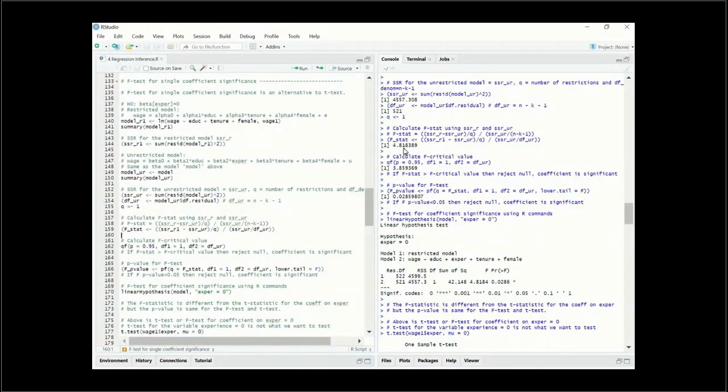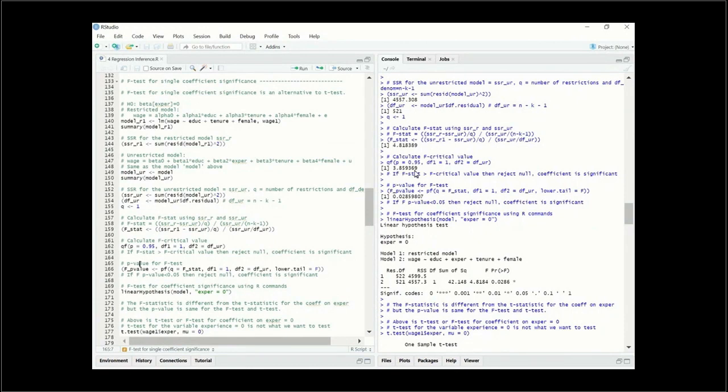So let's calculate the F critical value. To calculate the F critical value, we are going to be using qf. F is for the F distribution. T was for the T distribution before. We're giving it here the p, which would be 0.95. So basically, we're testing at the 5% significance level. Here the degrees of freedom in the numerator would be 1 because we have 1 restriction. For the denominator would be the degrees of freedom for the unrestricted model, n minus k minus 1. And that gives us the F critical value.